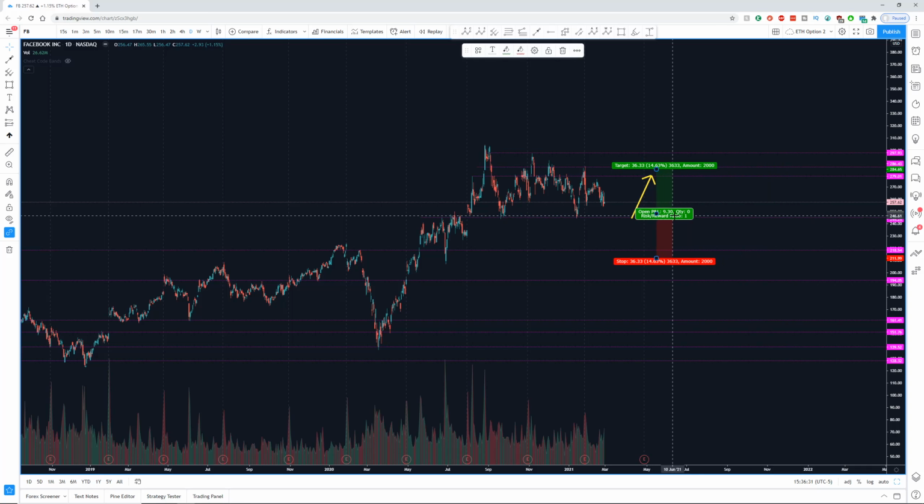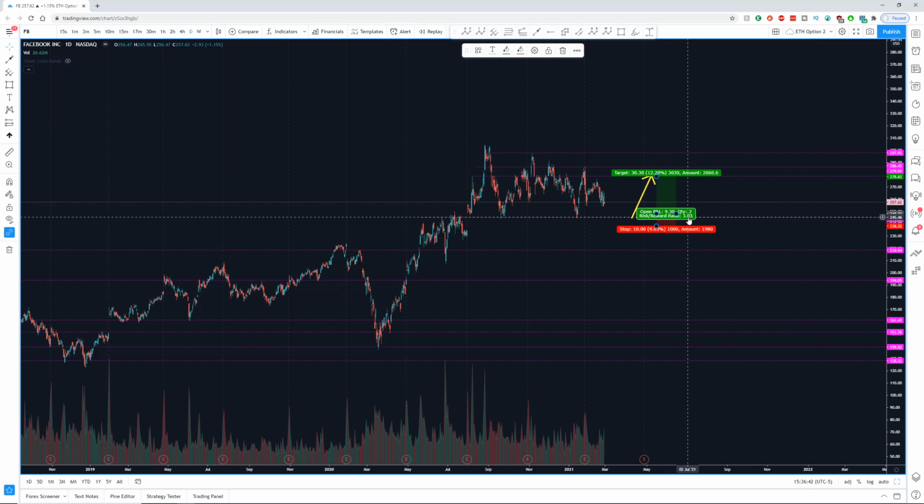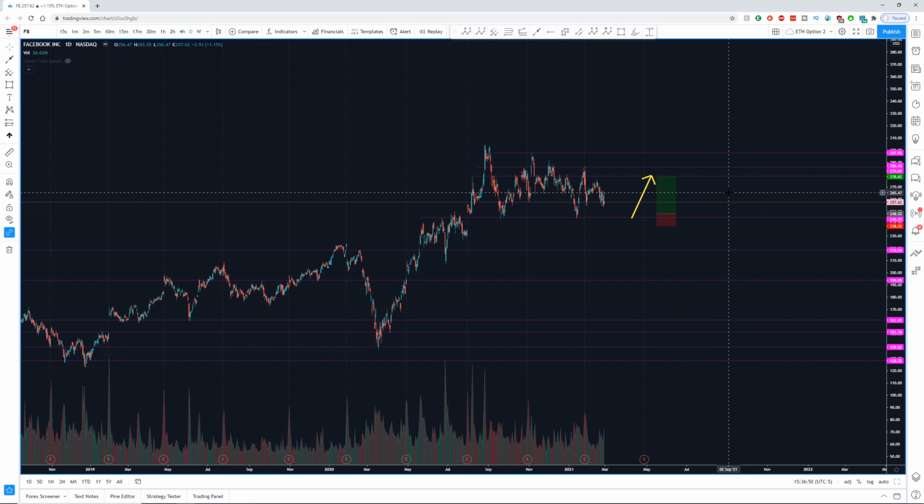So a simple long position trade here, you could enter at the bottom right there, take a stop loss that you're comfortable with, maybe around 4% or so, $10 on the stock price, and then target that upper pink line right in here. You'd have a stop loss around 4%, a target around 12%. Your risk to reward ratio is around 3.0, which is a really solid trade.